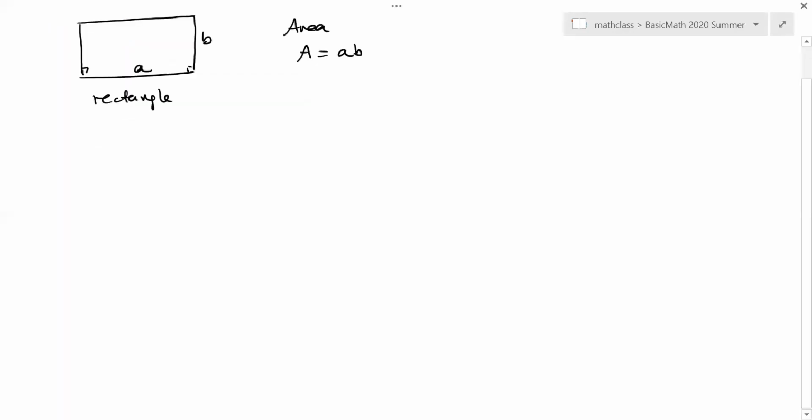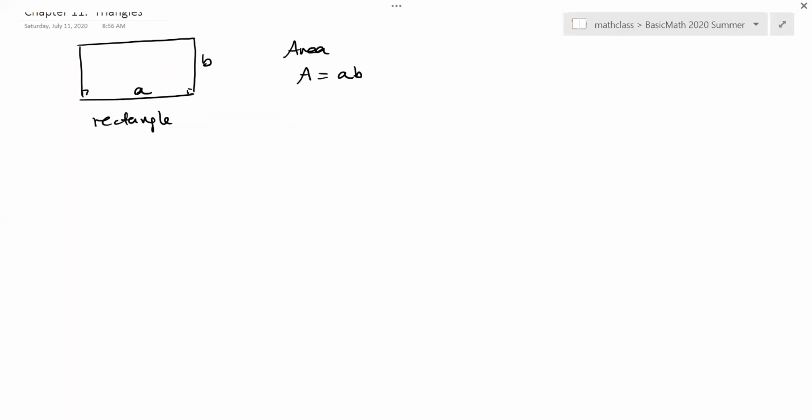So remember, we have a rectangle. It has a right angle here. So this is a rectangle, right? And if this side is A and this side is B, we know that the area is going to be A times B. So then we also have the definition, the formula for this, okay?